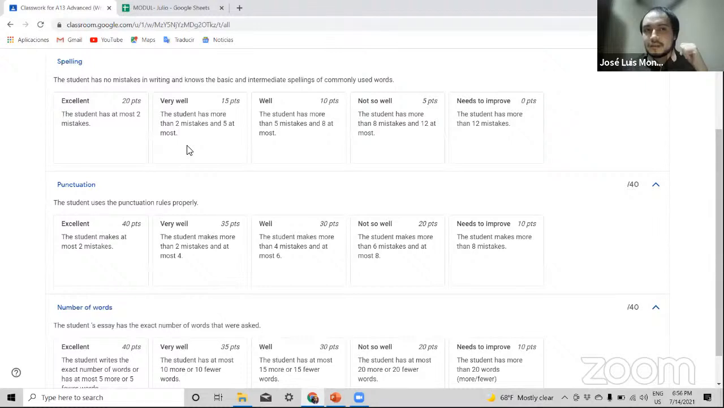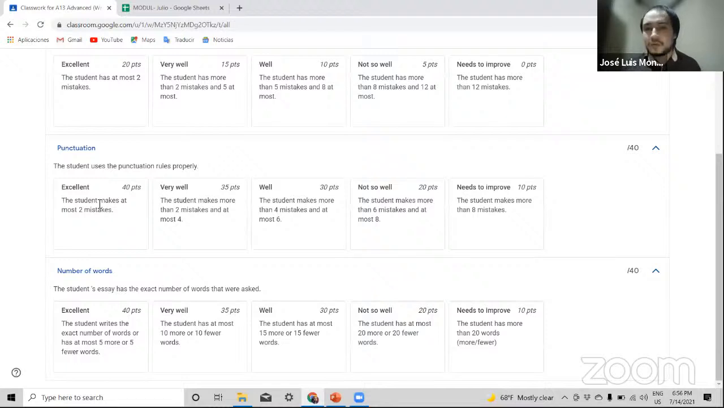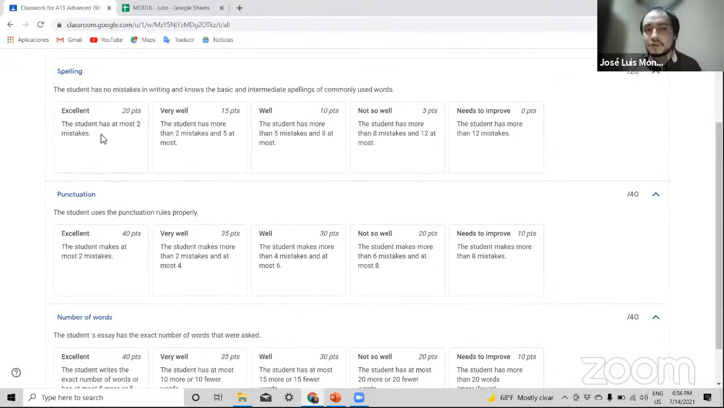It was spelling. If you had some problems, then you could have lost points. At least 2 mistakes, that's going to be 20 points. In punctuation, 40 points. Even if you have 2 mistakes, it's still 40 points, all right? Some of you got these 40 points, 2 or 3 people got the 40 points over here, and even the spelling ones. So you did it.